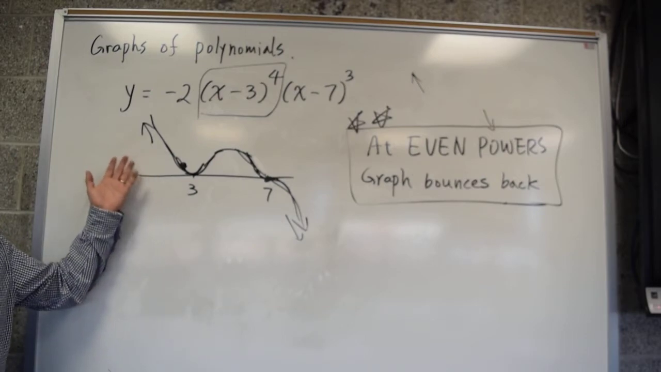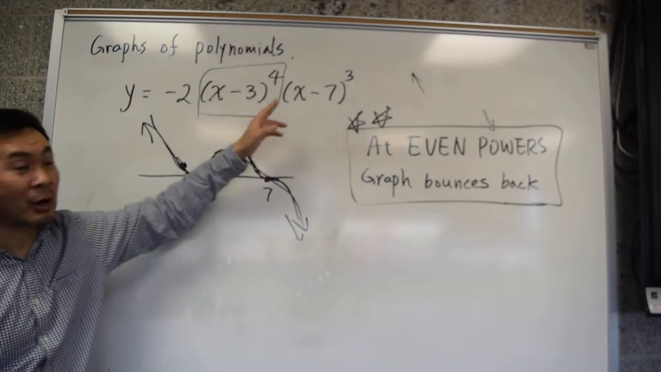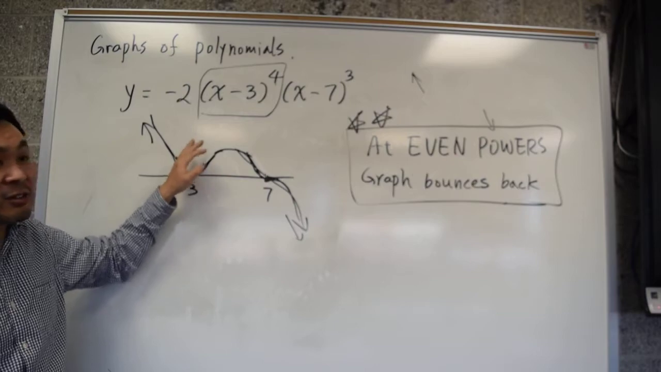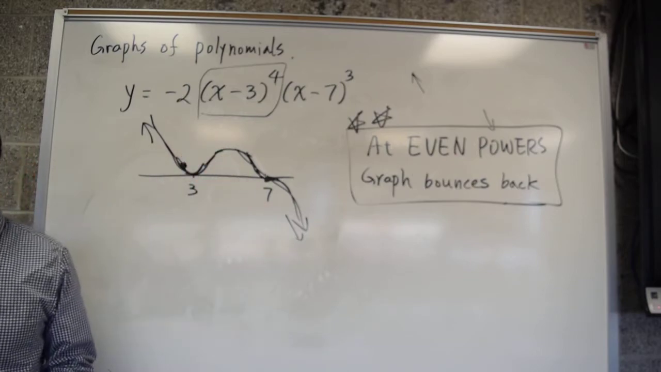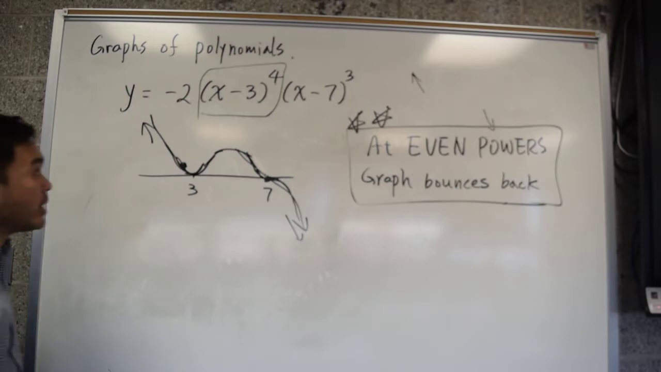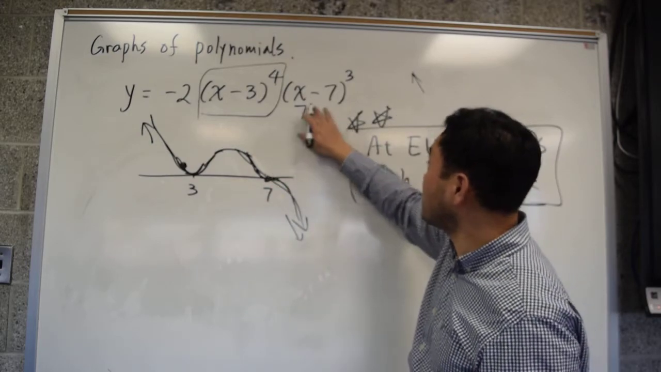So that's how you draw the graph of a polynomial when you have certain powers. If it's even, you make it bounce back. If it's odd, you make it go through. Yes? Can you just explain that a little? If it was 7, wouldn't that be 0? Yeah, if you plug in 7, it will be 0, right? But it's still odd, I get it.